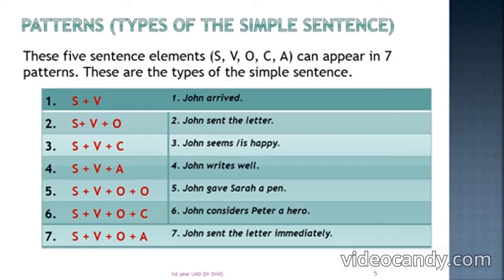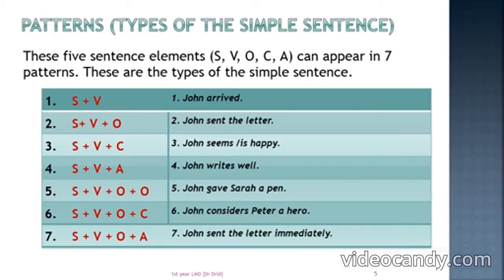For example, John arrived. He died. These are intransitive verbs. 2. Subject plus verb plus object, direct object, alone. John sent the letter. 3. A subject plus a verb plus a complement. Here, this is a sentence with a linking verb. And type 2 is a sentence with a transitive verb. So I return to type 3. John seems or is happy. There is a linking verb and there is a subject complement.